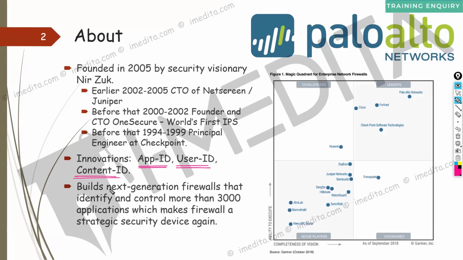With the help of App-ID, User-ID, and Content-ID, these features build a next generation firewall that can identify and control more than 3000 applications. When the slides were made, the total signatures were 3000. Now there can be 6000 applications, there can be 9000 applications.